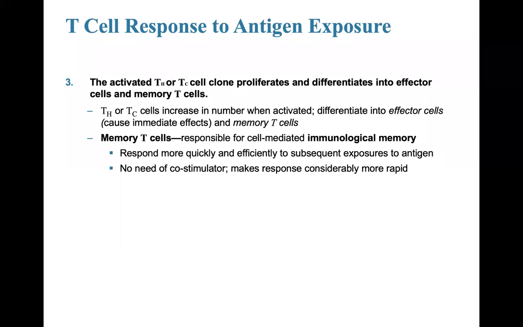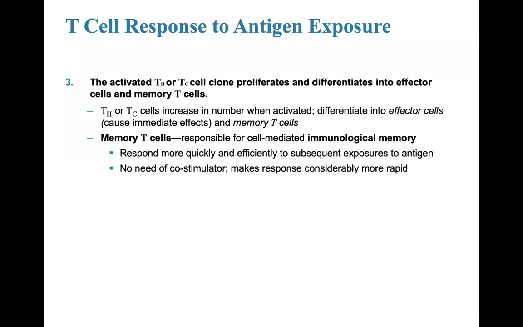The third stage is the activated helper T cell or cytotoxic T cell clone now proliferates and differentiates into effector cells and memory cells. These helper T cells or cytotoxic T cells increase in numbers when activated. They differentiate into effector cells, which cause immediate effects, and memory T cells. The memory T cells are responsible for cell-mediated immunological memory. They respond more quickly and efficiently to subsequent exposures of the antigen.